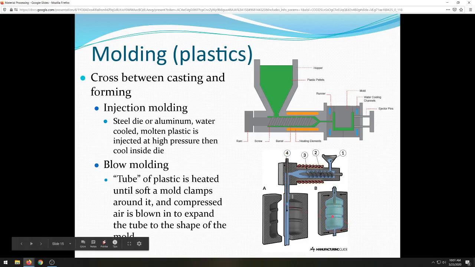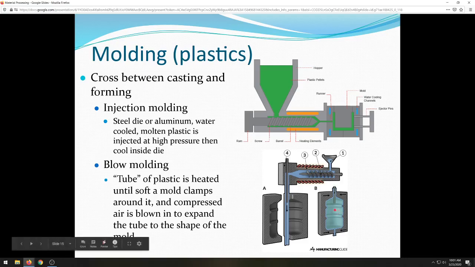And then the high pressure air squeezes and stretches and pulls the plastic out to the very edges of the mold. And again, you get a very, very accurate product with this because it's cooling as the pressure is being applied, so there's no expansion or contraction issues or anything like that.